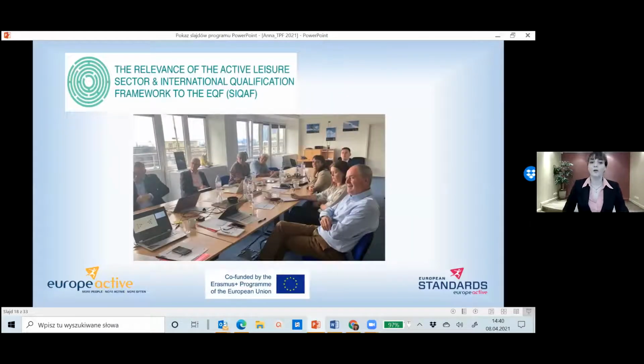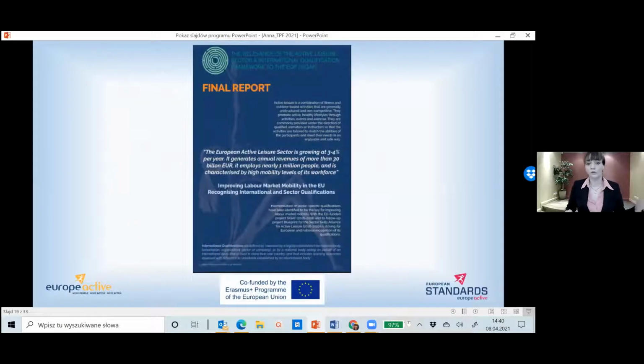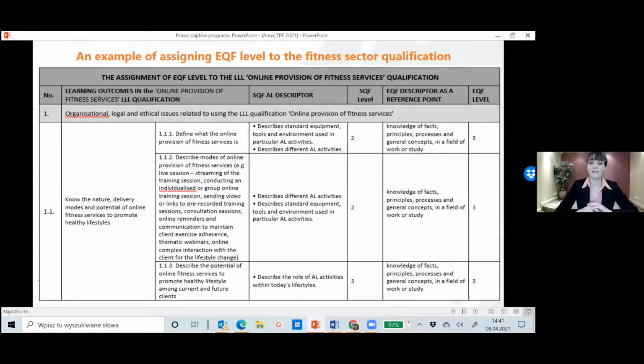We have developed a procedure to assign the EQF level to qualifications. And if you would like to know the whole procedure, we have everything described in the final report of the project. I'm going to show you some examples. So don't worry, I'm not expecting you to read all the details of the slide, but I would like to give you just the general overview that this is a complex procedure.